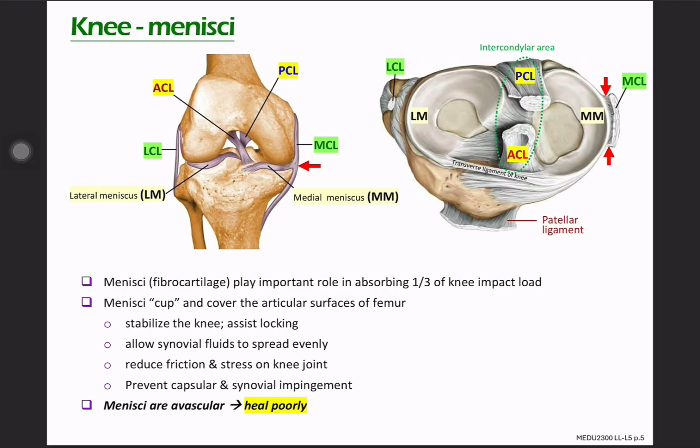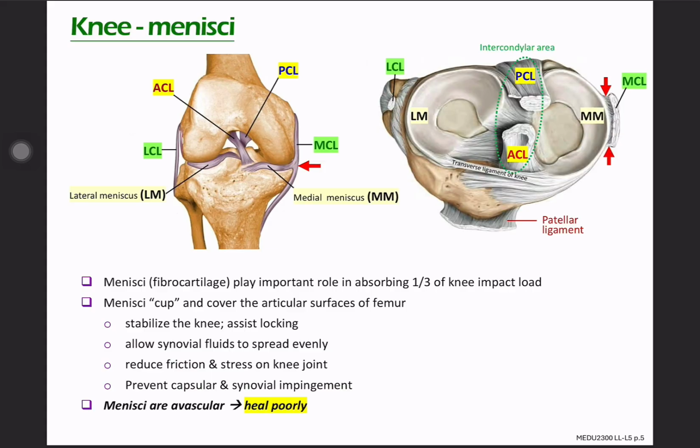Now, the meniscus here serves several important functions. First, it absorbs approximately 1/3 of the knee impact load. They also help to stabilize the knee and assist in the locking mechanism. They allow synovial fluid to spread evenly across the joint surface, so as to reduce the friction and also the stress on the knee surface. It also prevents capsular and synovial impingement.